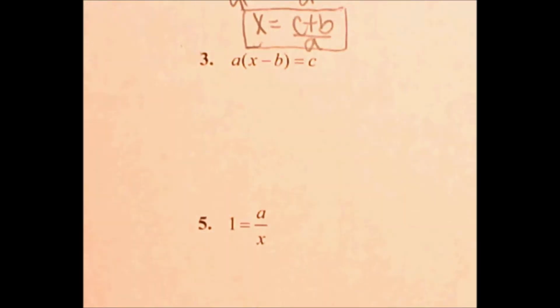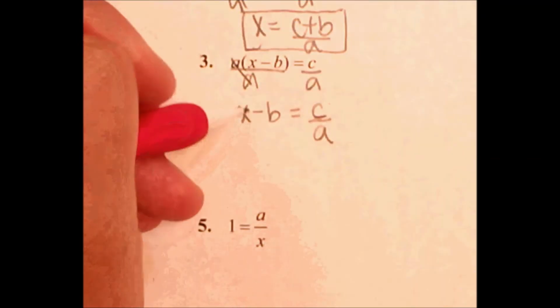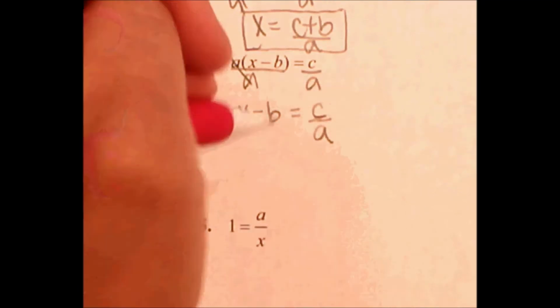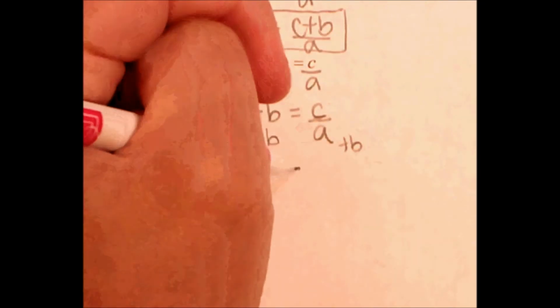Number 3. Okay, so the first thing on number 3 you want to do is divide out a, so you get rid of it. You don't have to distribute. You can just divide it out. So that leaves us with x minus b equals c over a. Then to isolate x, we're going to add b to each side. So x is equal to c over a plus b.